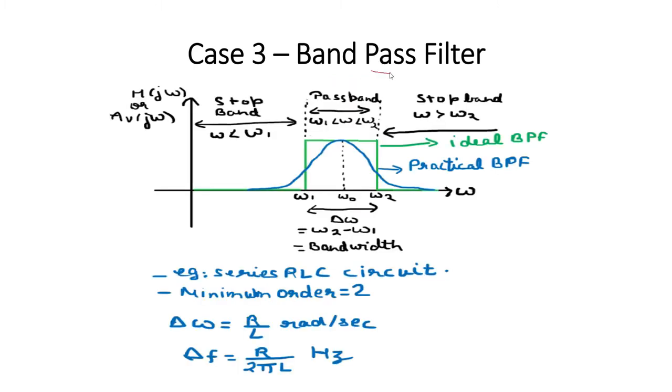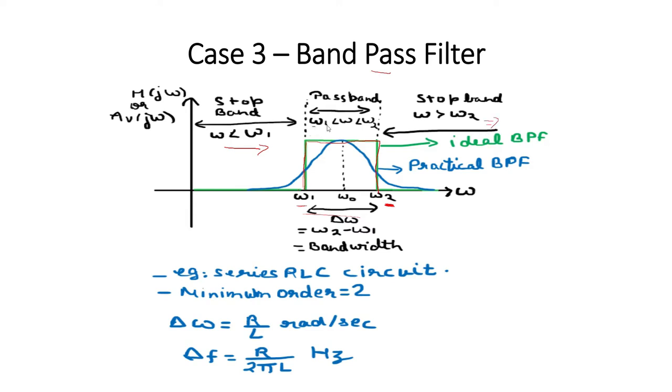Now, band pass filter. A band pass filter is a combination of low pass and high pass. It allows the frequency below the cutoff frequency omega 2, therefore in this case it acts as a low pass filter, and it allows the frequency above omega 1, so here it acts as a high pass filter. This filter passes only a particular band of frequency. So frequency less than omega 1 is stop band, and frequency greater than omega 2 is also stop band.